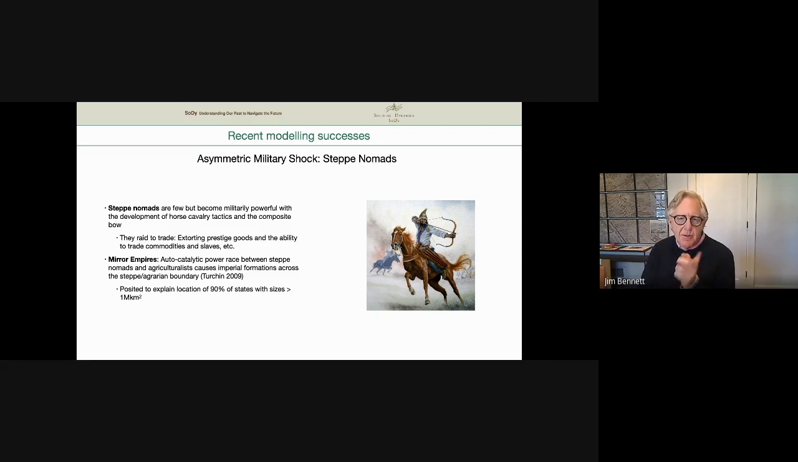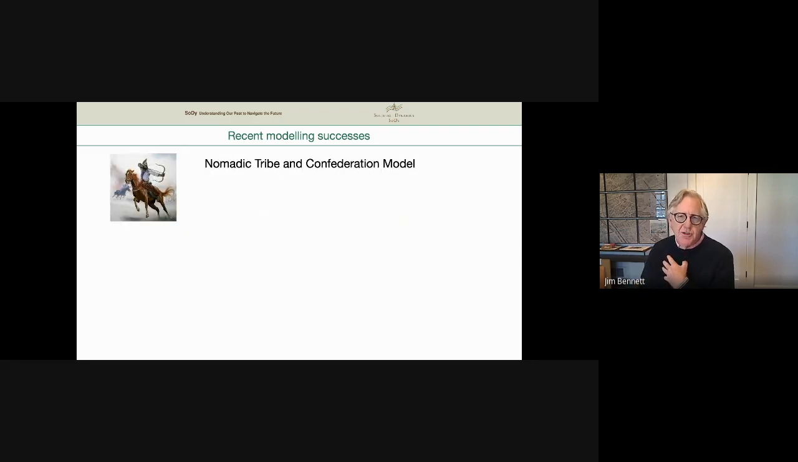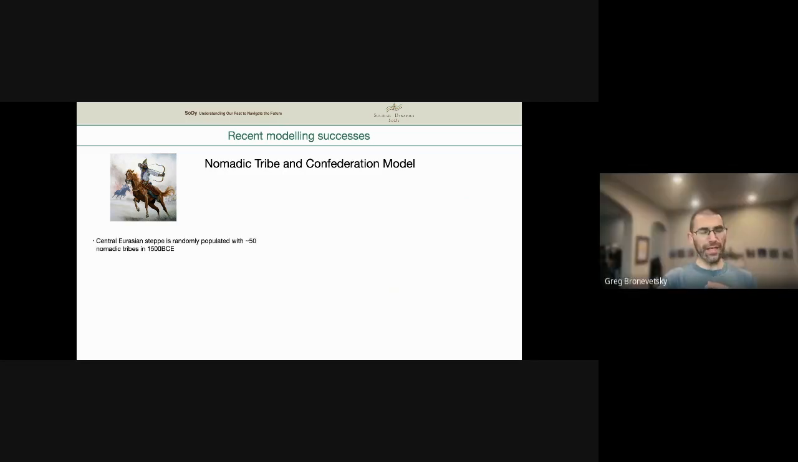So, this one factor has been posited to explain about 90% of all the states that were greater than 1 million square kilometers in this period, this 3,000-year period. So how does that model work? Well, it's simple. Yep. Can you give an example of these mirror states? Because it sounds like it's like border polities between these two regions, right?